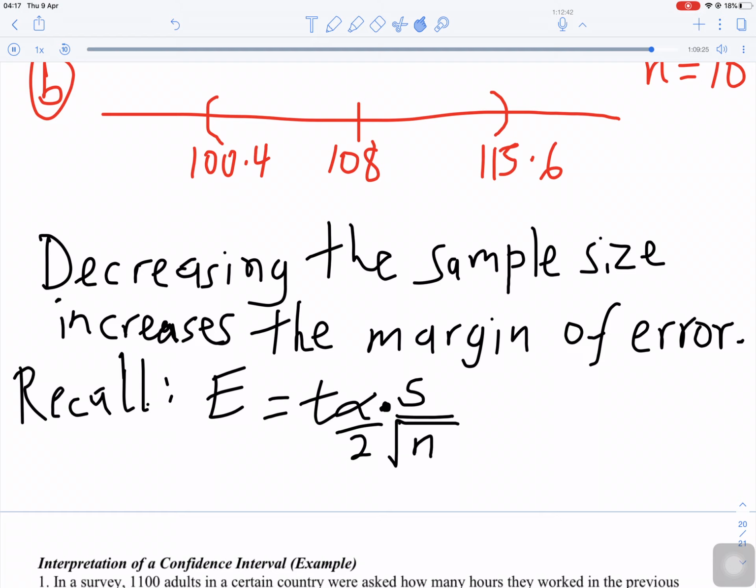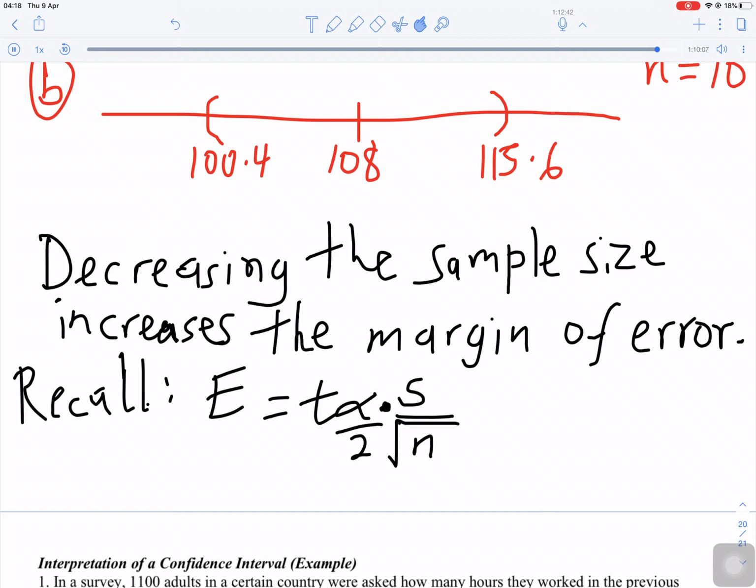Okay, and this is because when we look at it graphically that shows by demonstration, but when you look at it from an algebraic standpoint, you realize that the denominator of the margin of error is square root of n. Now when n is a small value compared to n being a larger value, the outcome of this expression will be greater when n is small and smaller when n is large. So decreasing the sample size increases the margin of error.